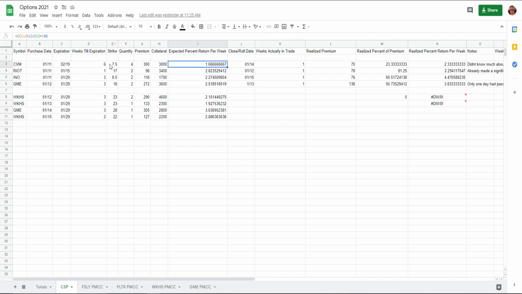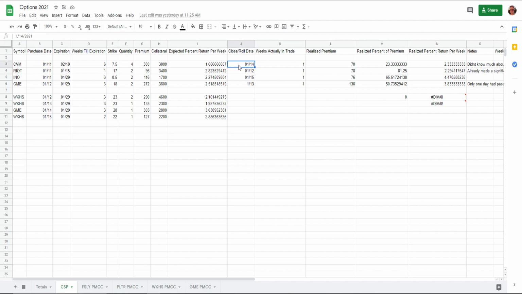I also put things in here like the strike price that I sold at and the quantity. So you can see here I sold four of them at the 7.5 strike. I collected $300 in premium. We do some quick maths. I sold each one for $75 and I sold four of them, and that's how I got the $300. So that's how we get the expected percent return.